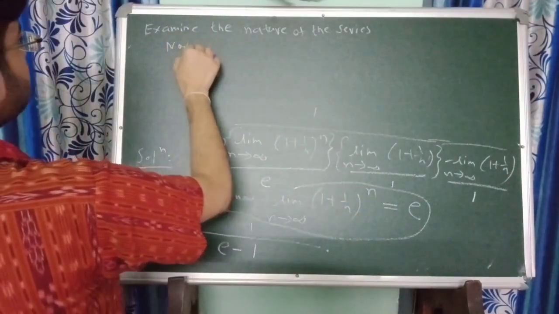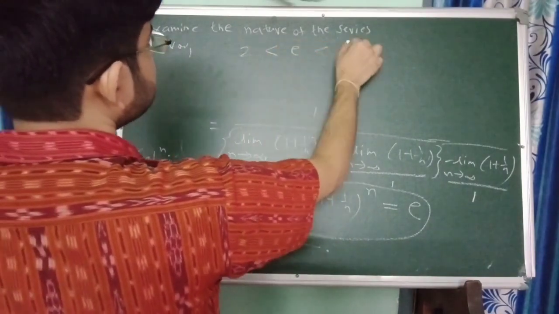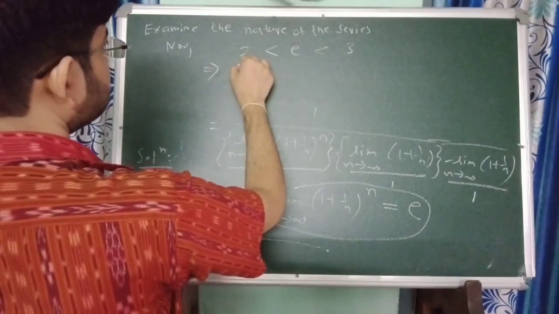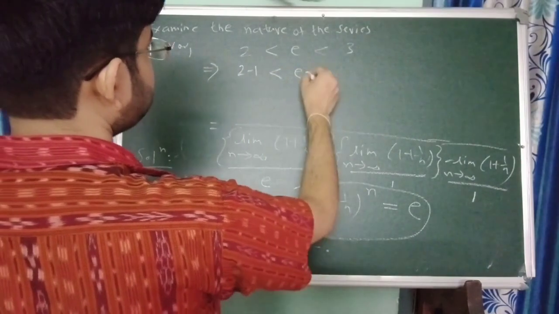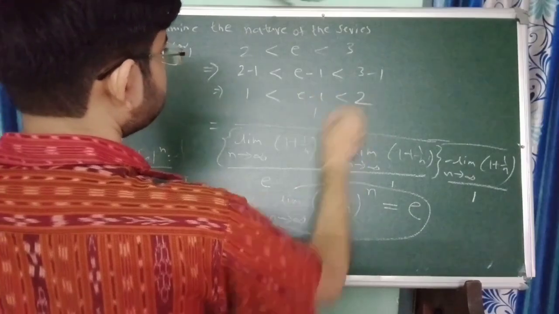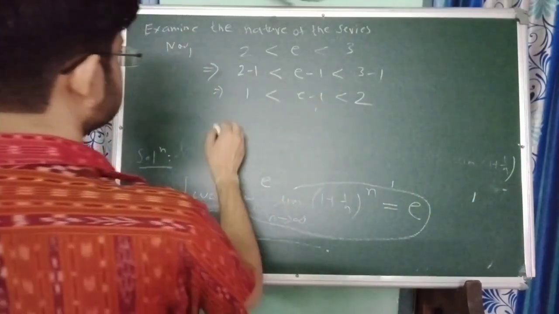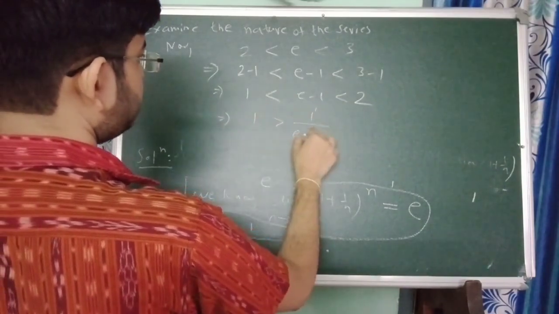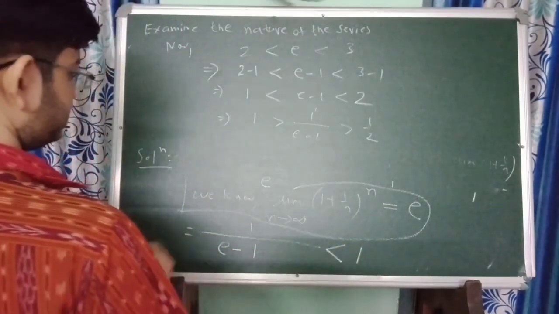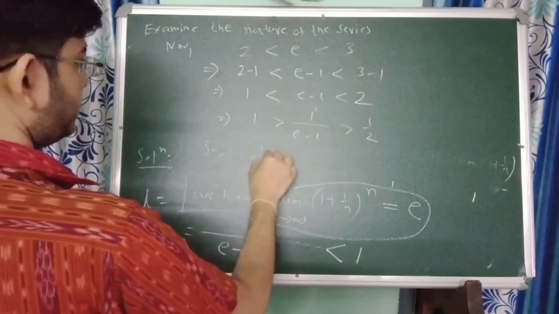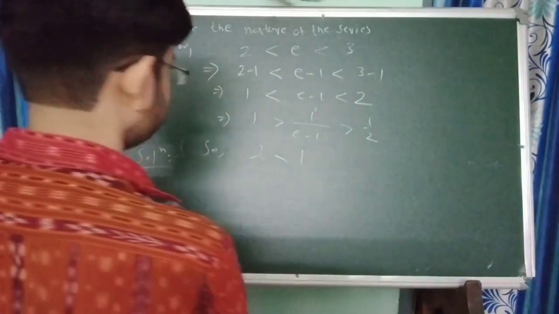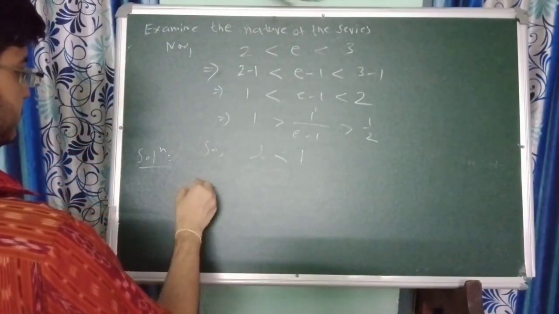Now we already discussed that e lies between 2 and 3. So 2 minus 1 is less than e minus 1, which is less than 3 minus 1. So 1 is less than e minus 1, less than 2. So 1 is greater than 1 by (e minus 1), which is greater than half. Basically this part is less than 1, which is L. So L is less than 1. So by Cauchy's root test we say that the given series is convergent, since L is less than 1.